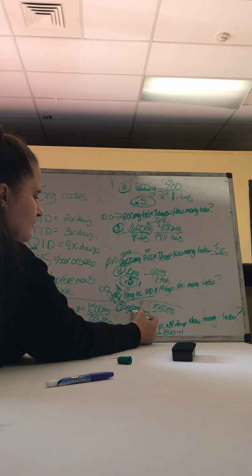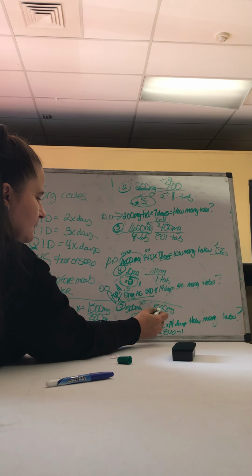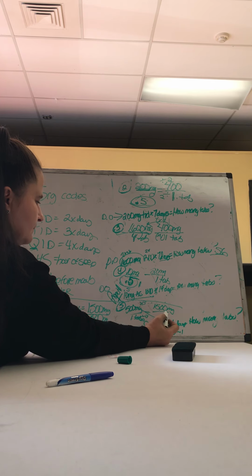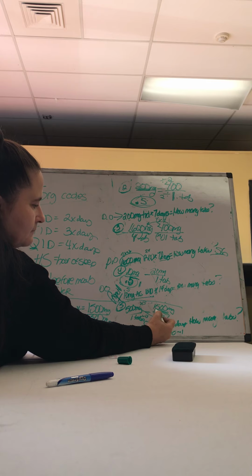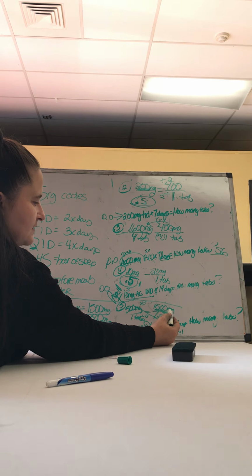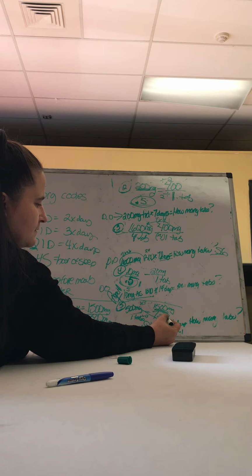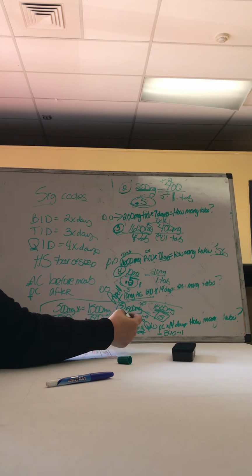So 500 times 3 is 1,500, right? Mm-hmm. So 1 times 3 is what? 3. So to get 1,500 milligrams, that's the dose he wanted, we need 3 tablets. So continue your question.